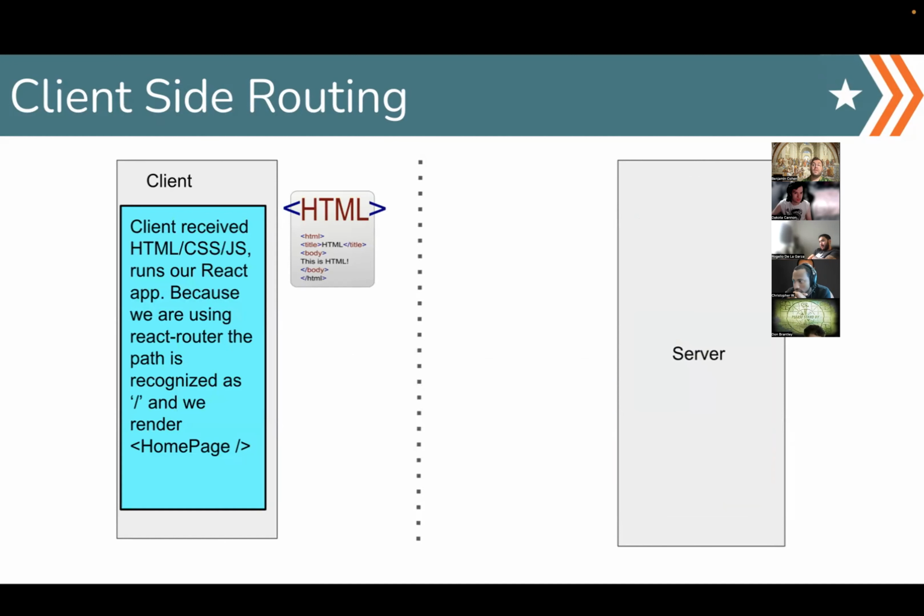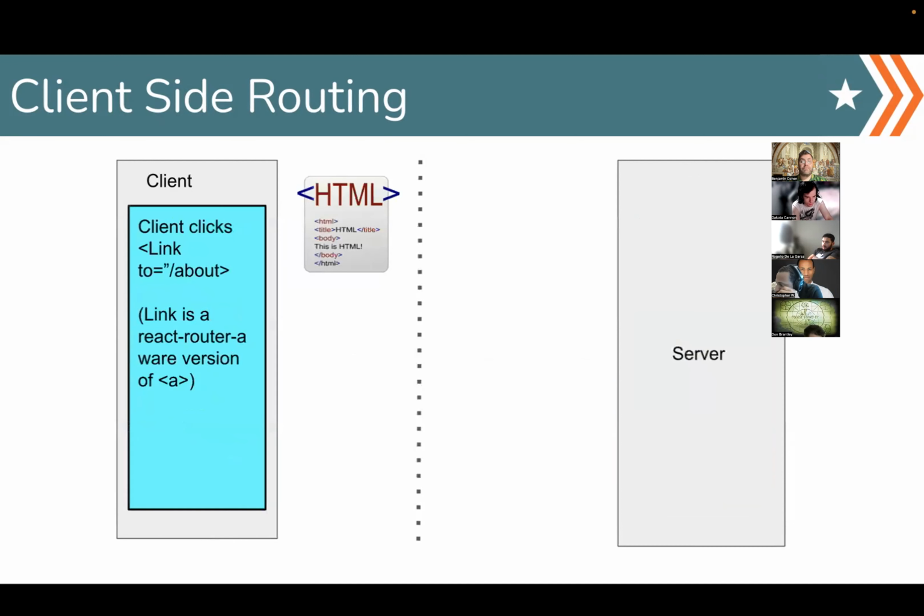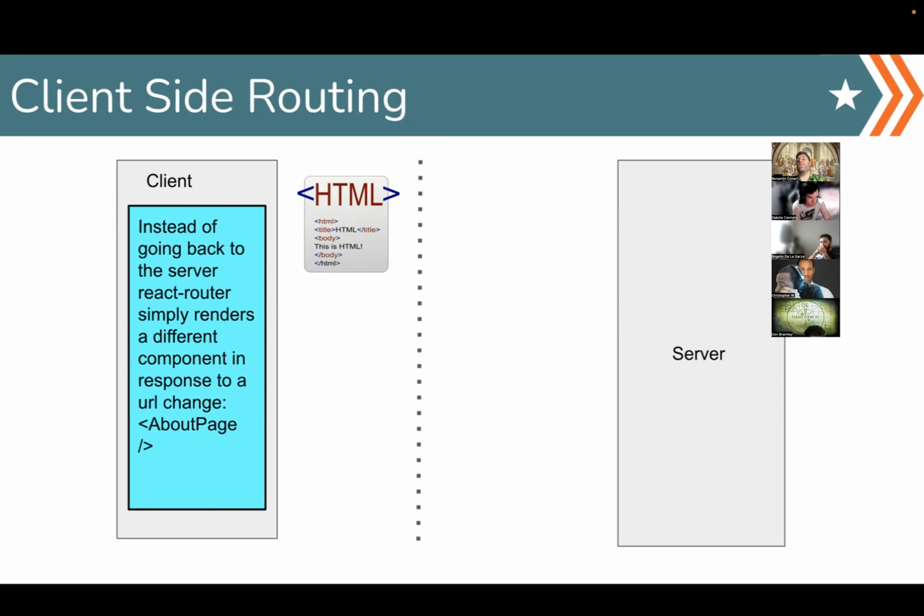On the client side, we have our page, it renders, but because we're going to be using React Router, when it sees that slash initially, it says, oh, not only am I looking at the page, I'm looking at specifically the route slash, so I'll render the home page. Then the user sees a link on the page, a link component to slash about. They click it. What happens? We don't make another call to the server. We stay on the client. We just change the URL. And because the URL changes, we change which component we're showing. So now we're showing the about page, not the home page.